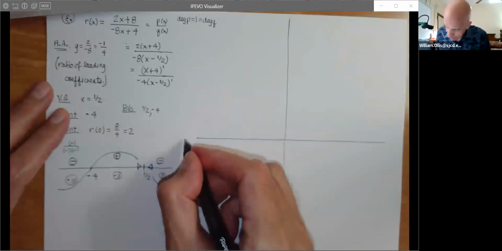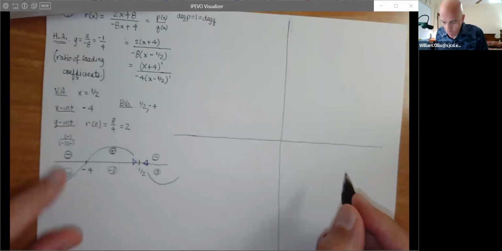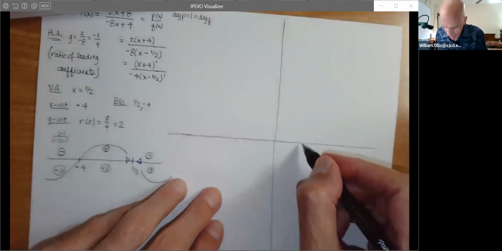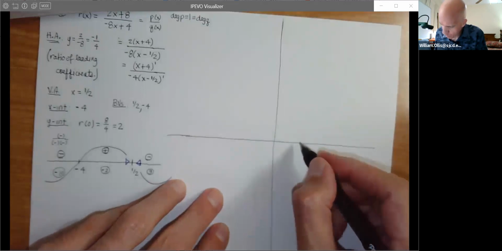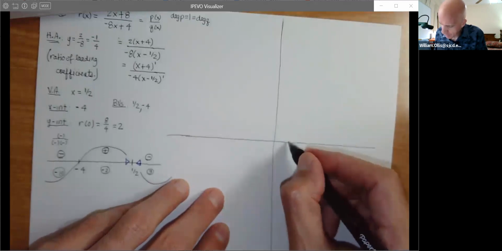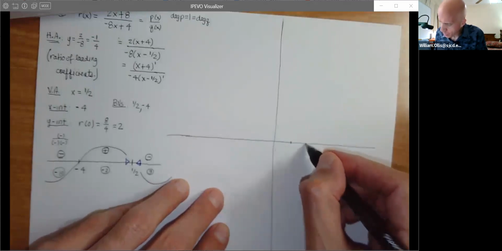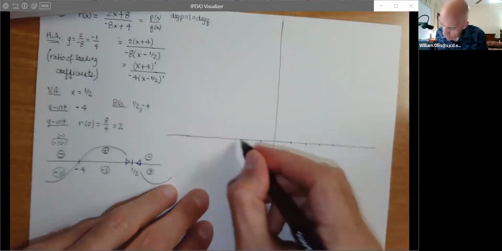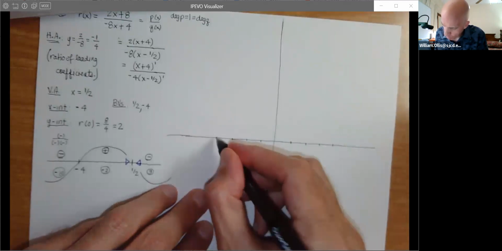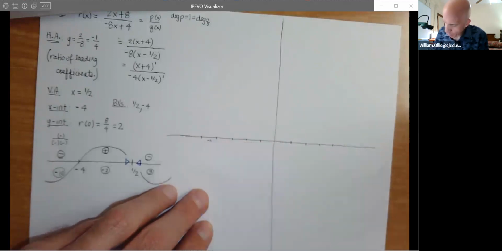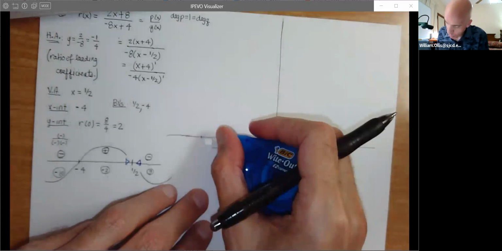So now we've got a vertical asymptote at 1/2, and we've got x-intercept at -4. So let's spread this out just a little bit, and then we've got that, what is it, -1/4. So like 1, 2, 3, 4, and then 1, 2, 3, to get the -4 right there. Well, let me not write that in right yet. I'll do it later once we draw it.